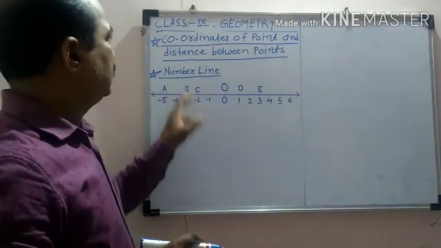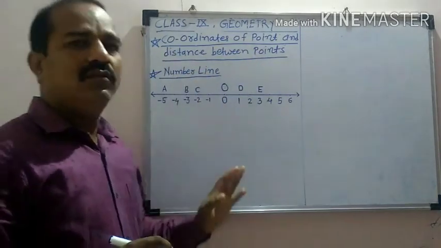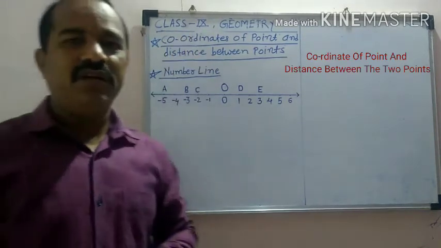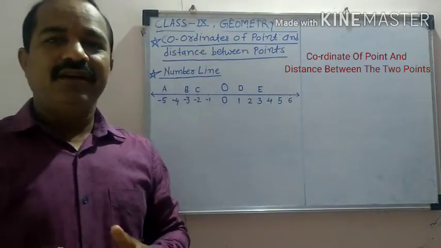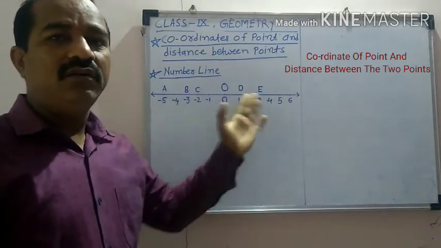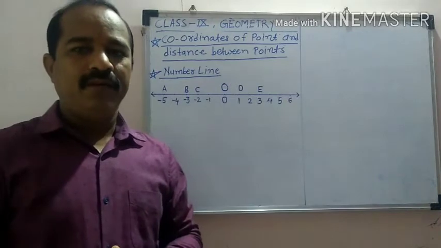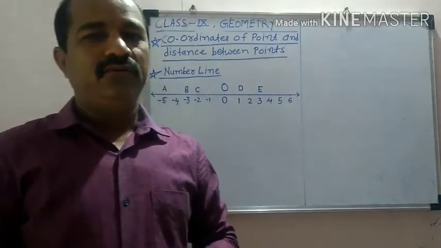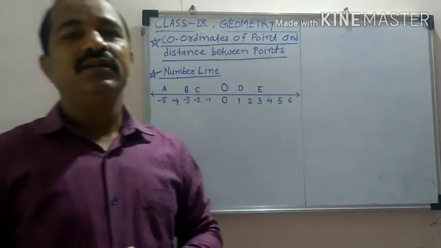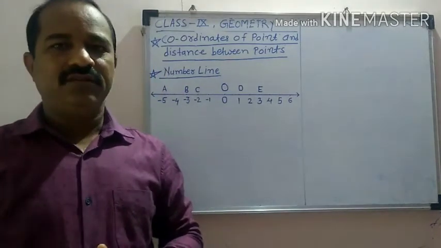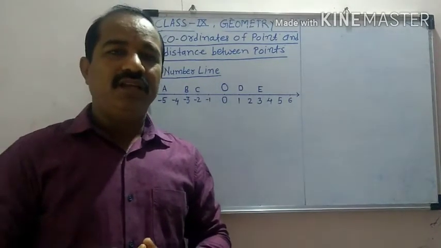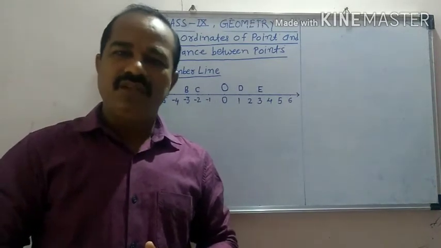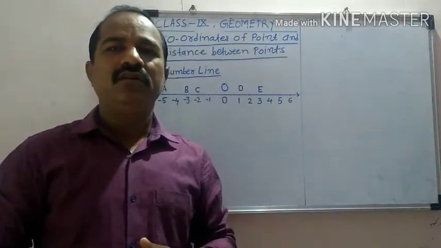Now our next topic is coordinates of a point and distance between points. You have already heard this word coordinate. Coordinate is a word related to the numbers on a number line. So what is a number line? You have already seen the number line in class 7th and 8th. We know that a line is formed by joining a number of points straight. And if you denote these points with the help of numbers, the line is called a number line.